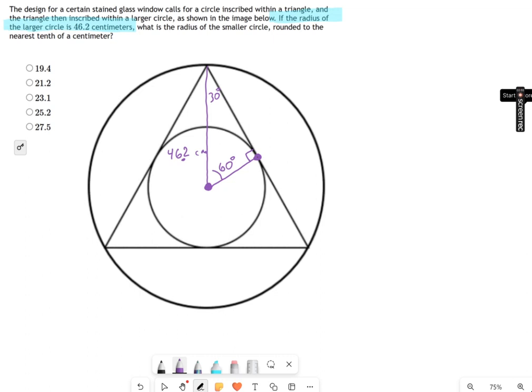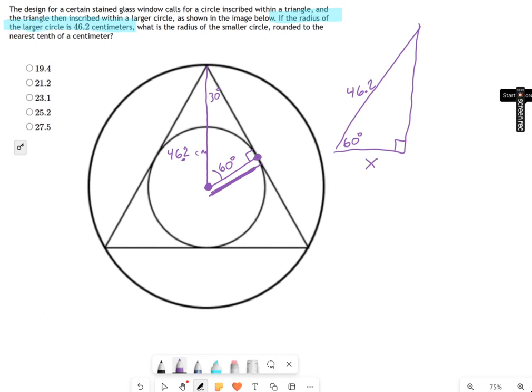Now, if that's 46.2, what's this side right here? Okay, that's the radius of the smaller circle. Well, let's bring that triangle out because it's a little cluttered in that picture. And I'm going to draw the triangle like this. I have 46.2 right there, and I'm asking for x. Okay, and this is 60 degrees. Okay, that's a right angle. This might seem a little more familiar.